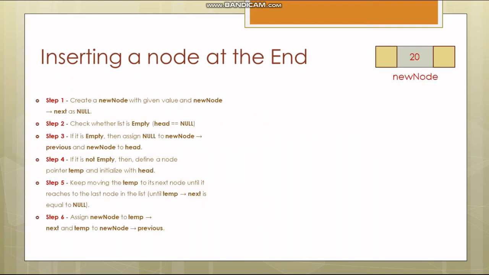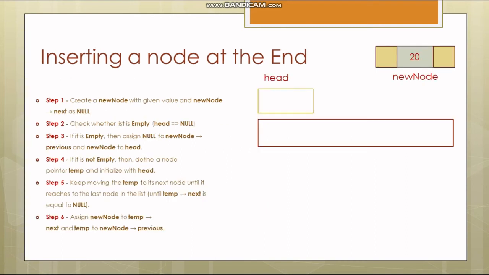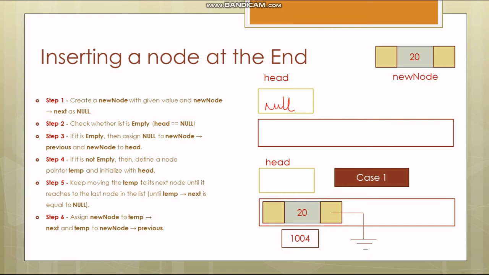As the next step, we need to check whether the list is empty or not. That means we need to check whether the value of head is null or not, whether it has any address stored with it or not. In case 1, we'll see that the value of head is null. So we would be assigning null to the new node's previous.